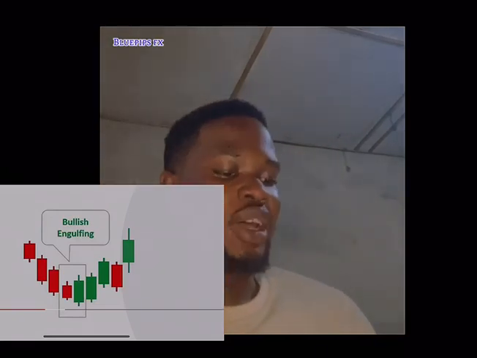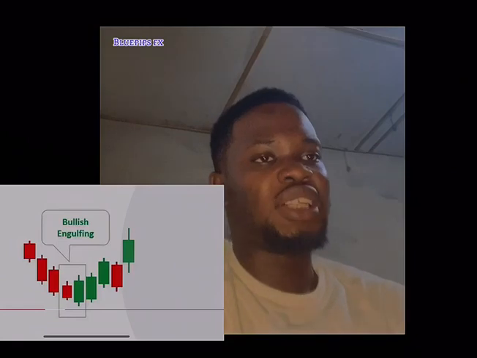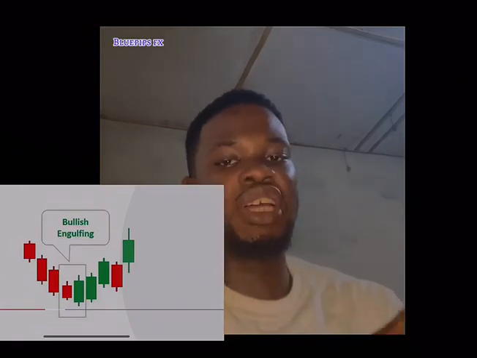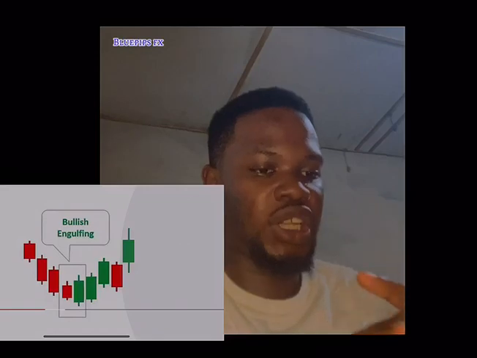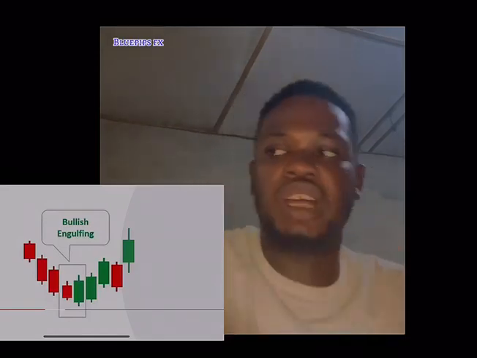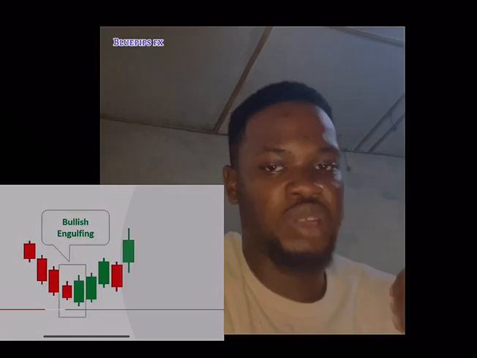Now, when I say engulfing candlestick pattern, what do I mean by engulfing? Engulfing simply means something that is swallowing, or should I say, is overshadowing another thing. You understand? Now, I said this engulfing candlestick pattern is of two types. We have the bullish and the bearish engulfing candlestick pattern.